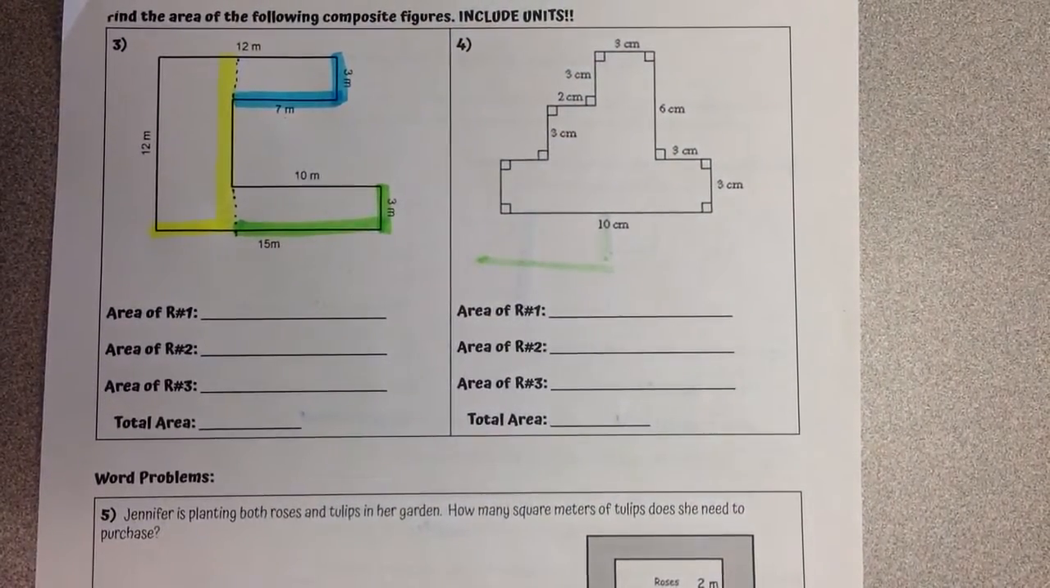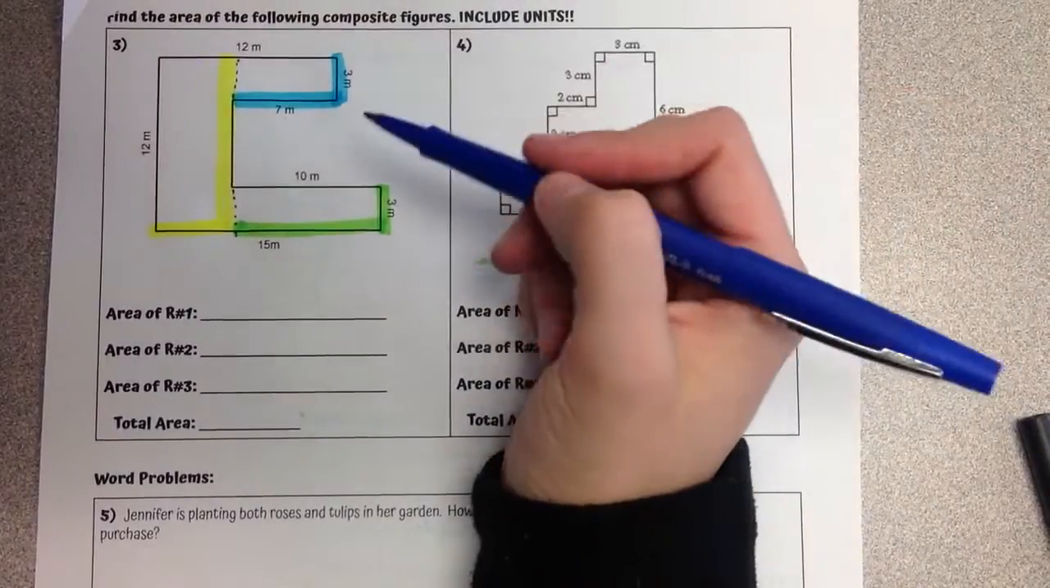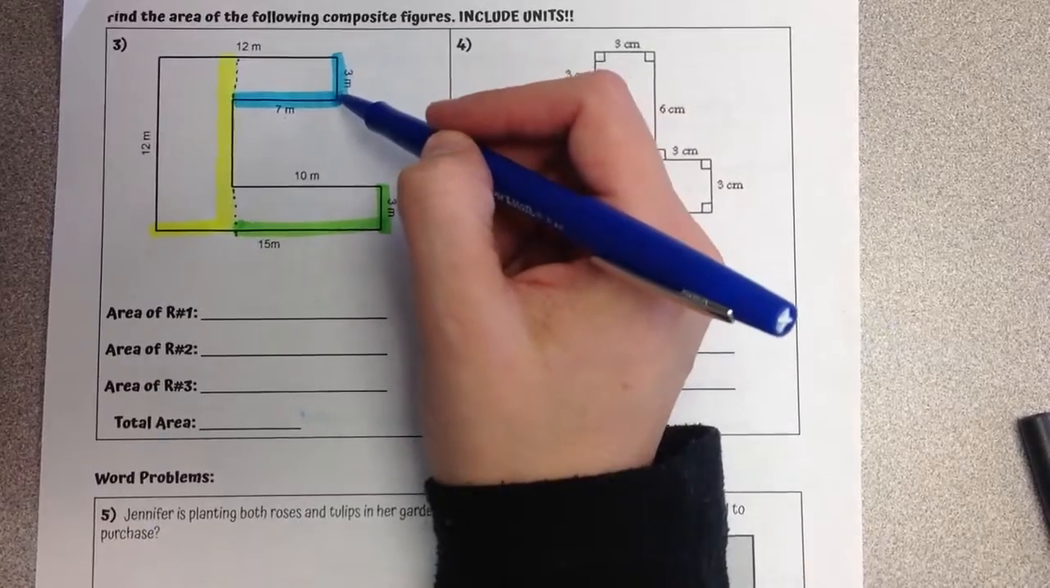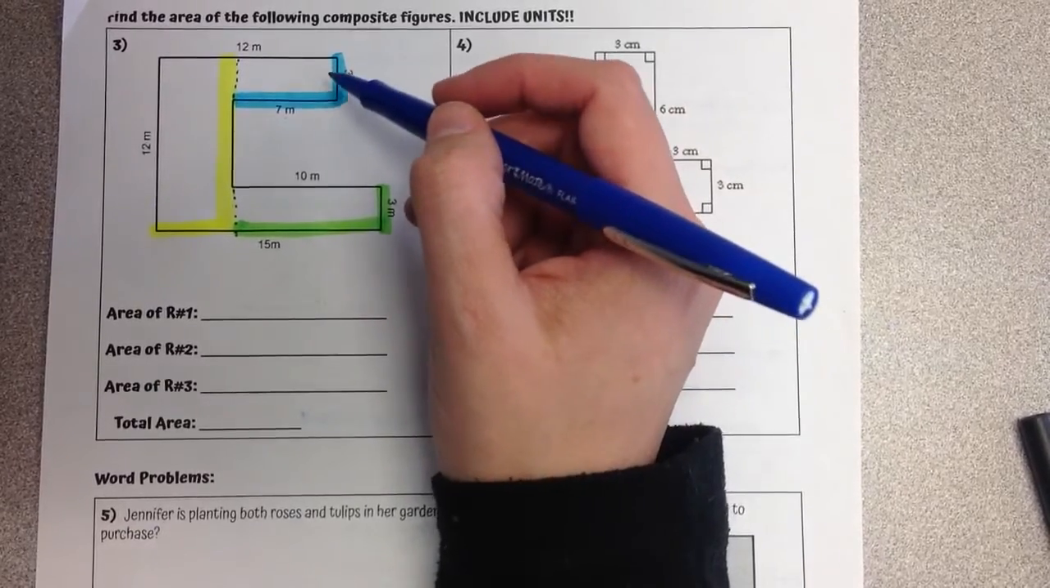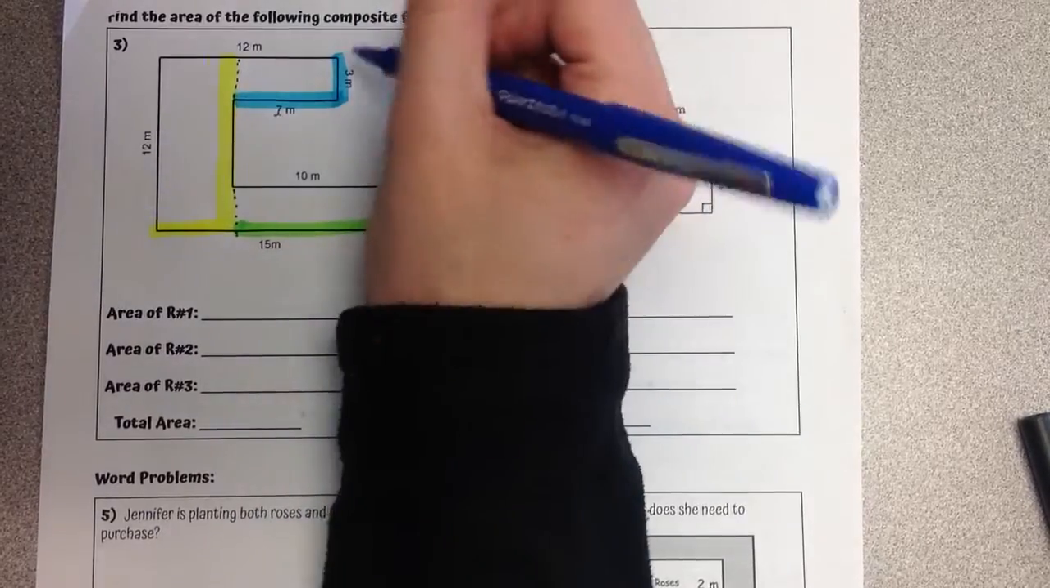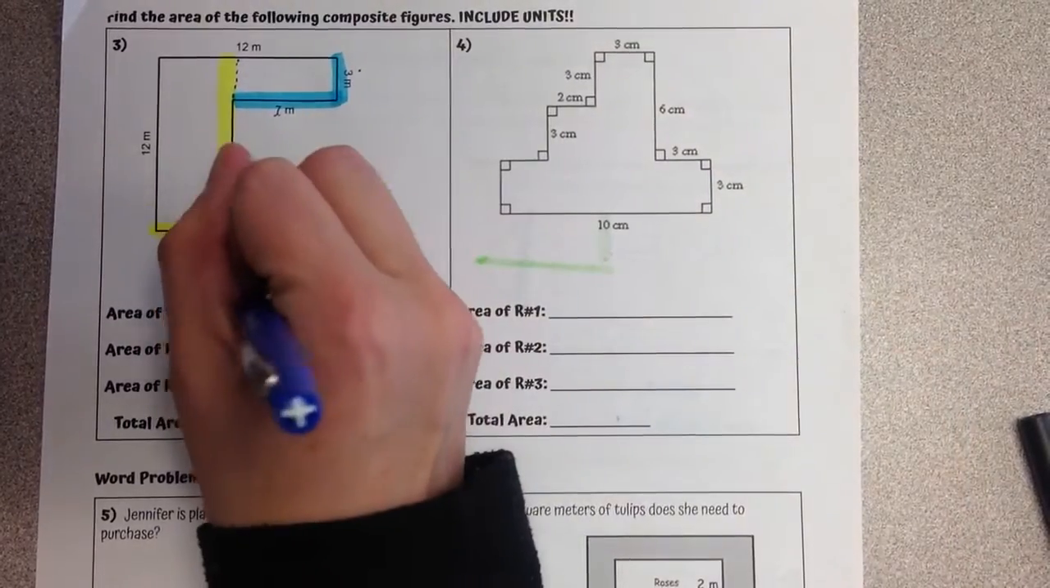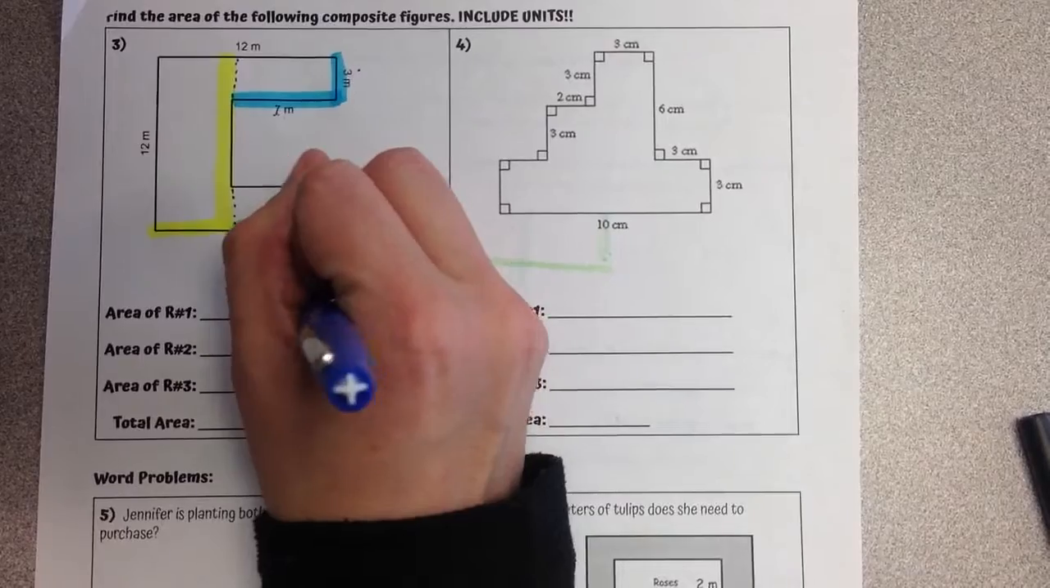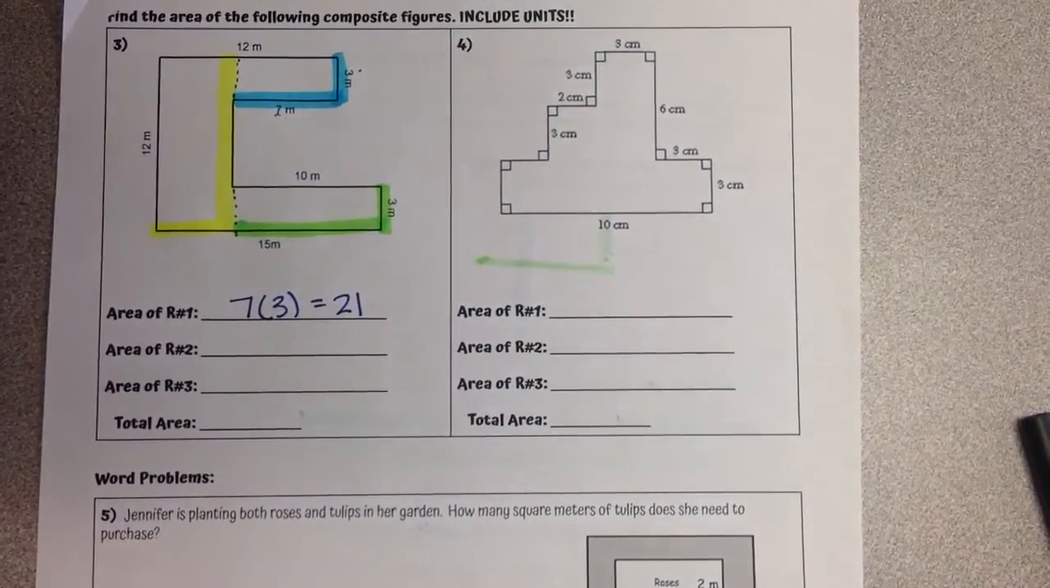So let's look at whichever one we want to start with. I'm going to start with this blue one because this one actually looks a little bit easier. So this rectangle number 1 here. Our base here is 7. Our height here is 3. So 7 times 3 gives us an area of 21.